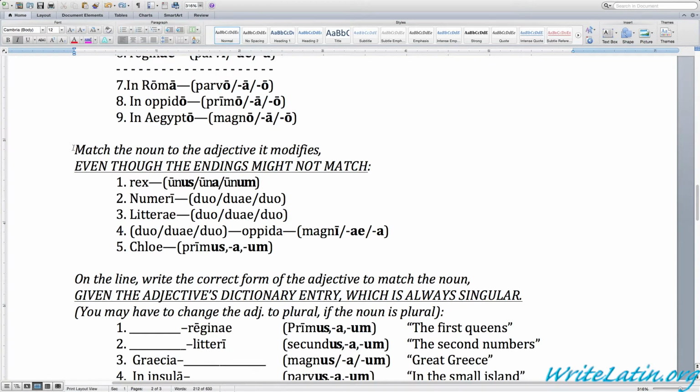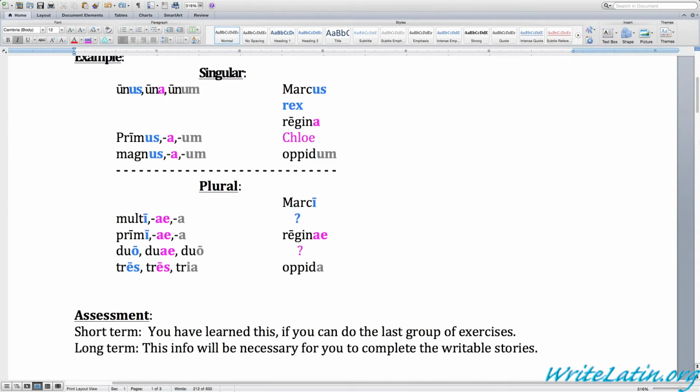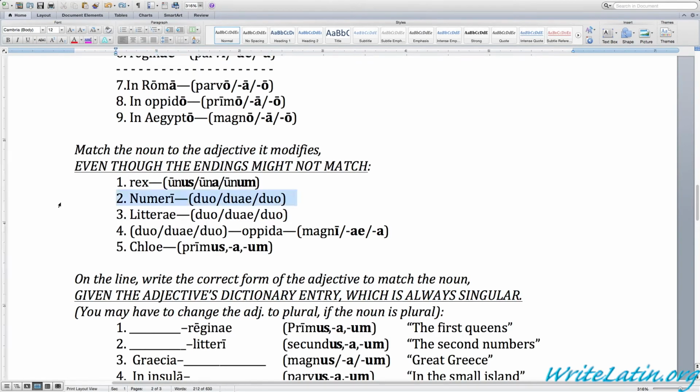It says, match the noun to the adjective it modifies, even though the endings might not match. That was the situation up above where we had rex unus, and us does not match with x. Alright, so you may want to stop the video now and try these. If not, I'll do them. Rex, well, you would have to ask yourself, what case, number, gender is rex? You probably already know that it's nominative, and you probably already know that it's singular, just one of them, not many. So, really, the only thing here is gender. Rex, you would just have to know, well, if you knew it was a king, it would be masculine. So, you just have to know it's masculine, and then you would pick unus, which is the masculine one.